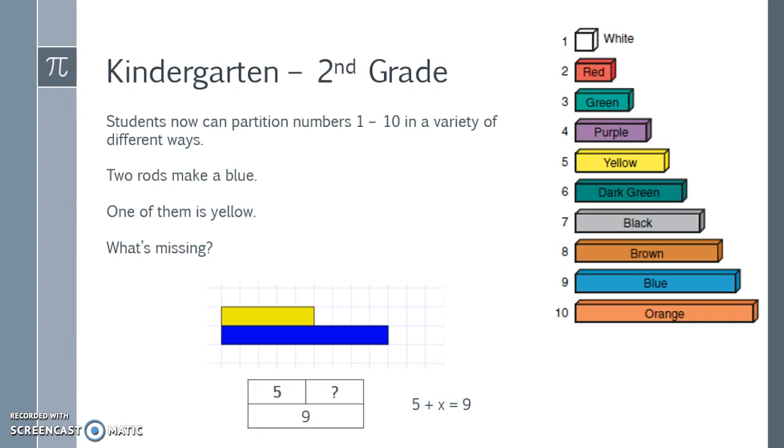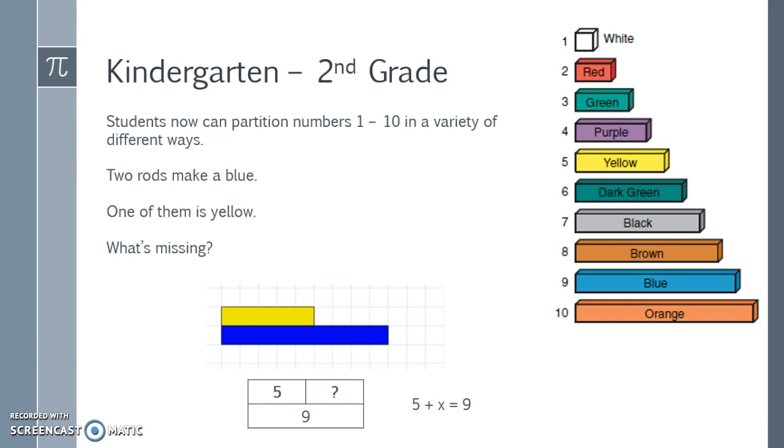So 2 rods make a blue and one of them is yellow. So I put the blue down together. Then I put the yellow rod on top since I know that one of them has to be yellow. And then I see that the purple one would be able to fit in between.